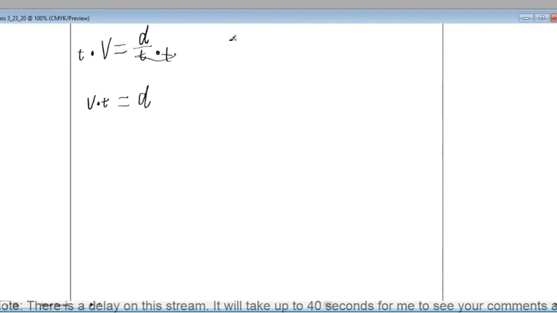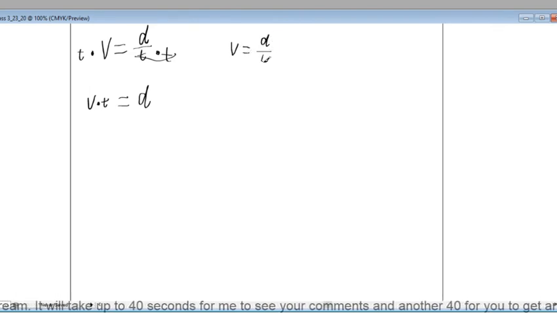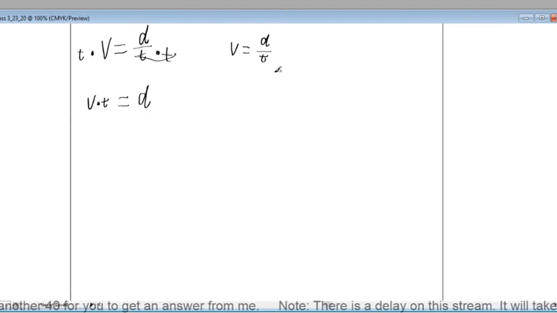We can solve for time as well. So let me rewrite this equation. Velocity equals distance over time. This time, let's solve for t. Let's get t by itself. Now, this one's a little bit tricky. What's the opposite of d over t? How do we get t by itself here?